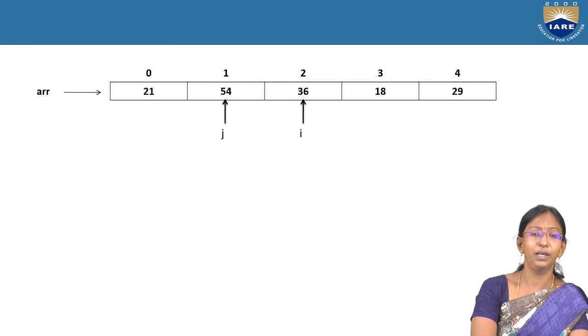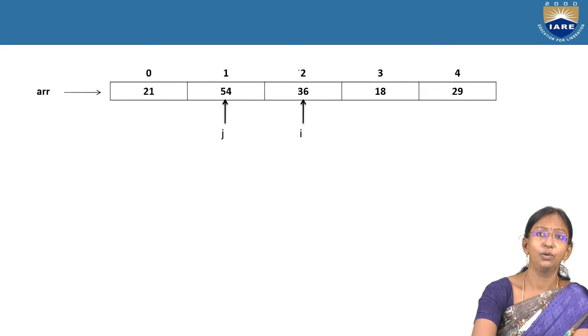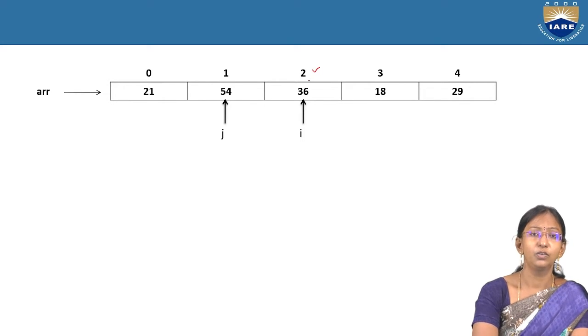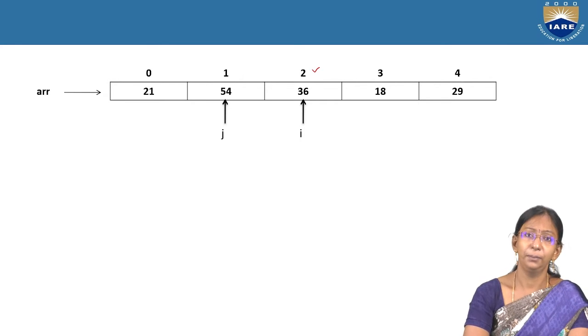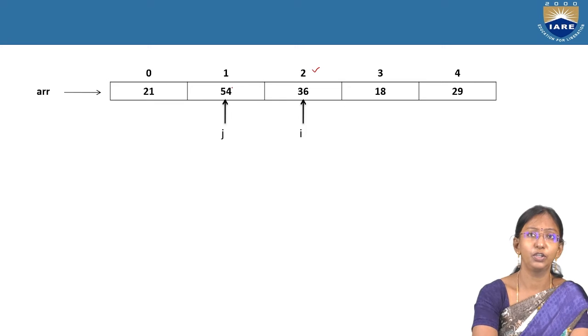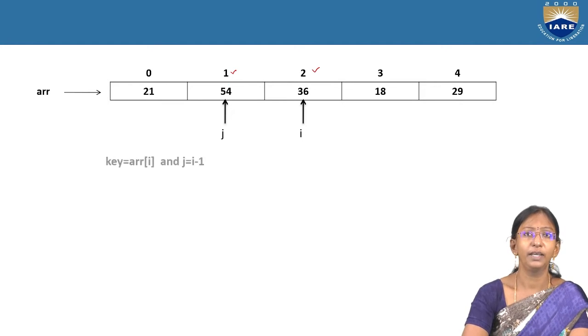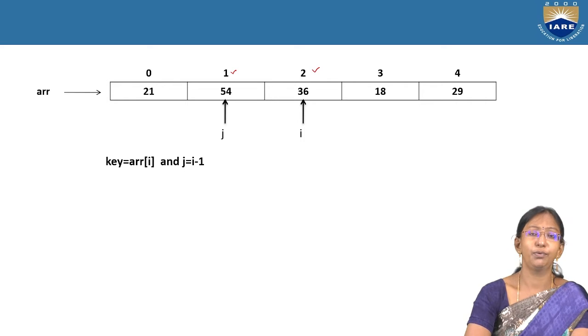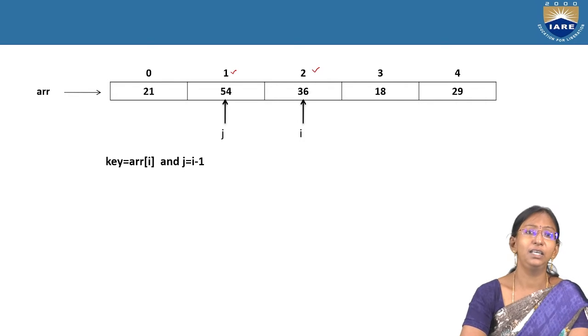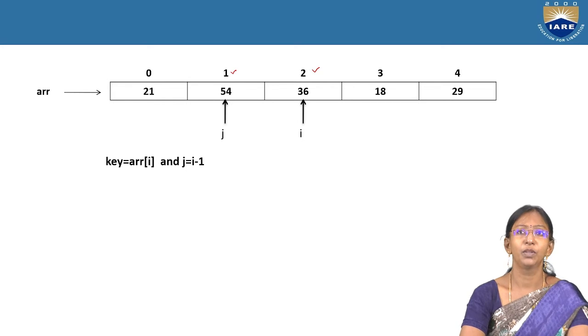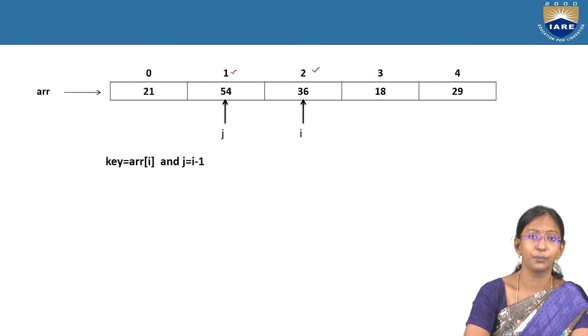Now, as we have incremented I, now I is pointing to index value 2. So J is initialized to I minus 1, so J is pointing to index value 1. Again, the same process I am going to do. Now, key is going to hold the element pointed by I, which is 36.